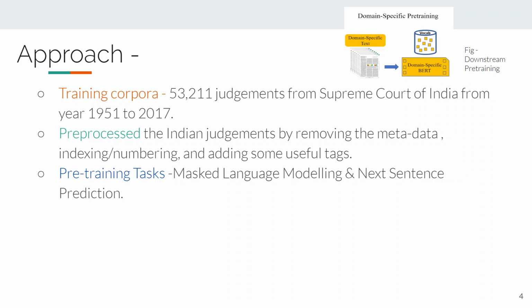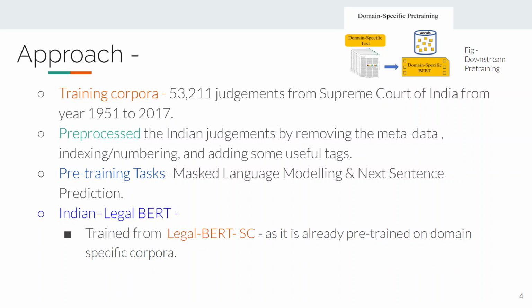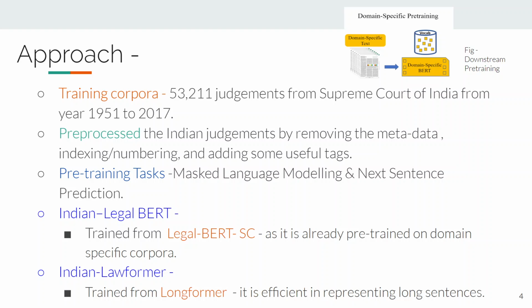Now we will introduce two language models. The first model is the Indian LegalBERT, and this model is trained from the LegalBERT-SC, which is already pre-trained on a domain-specific corpora. This model is trained on 12 GB of US and European legislation documents. The second model we are trying to discuss is the Indian LawFormer, which is trained from the Longformer. We used the Longformer because it is efficient in representing or embedding long sentences in a better way, because it uses its own attention mechanism. It can process 4096 tokens at a time, whereas BERT can only process 512 tokens.